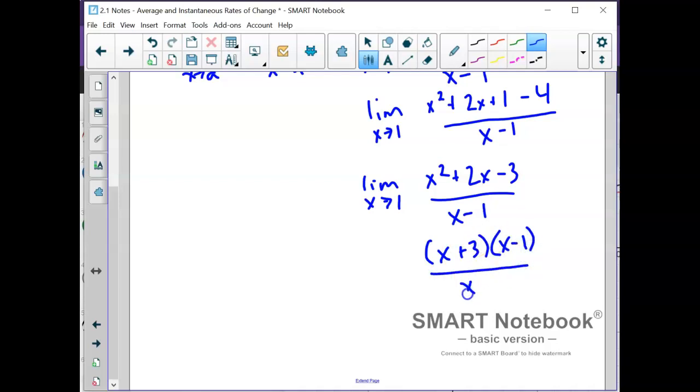Conveniently, we've got an x minus 1 in the numerator and denominator here. And so those will cancel. We can plug in our 1, and so we get 1 plus 3, which is going to give us 4. So our answer for this question is 4. The rate of change here, or our velocity, would be 4.